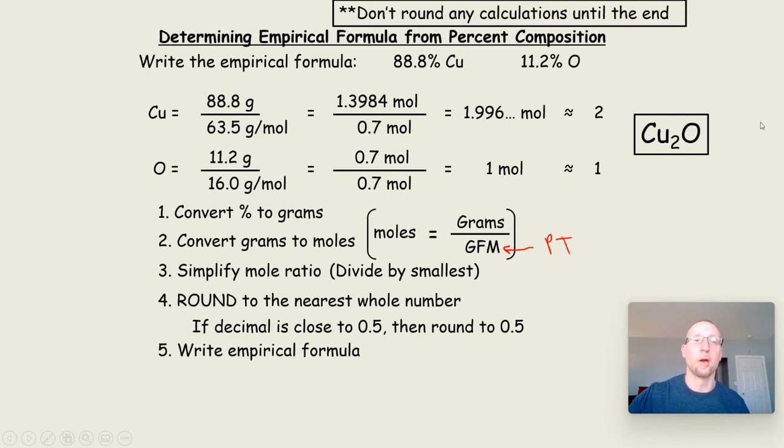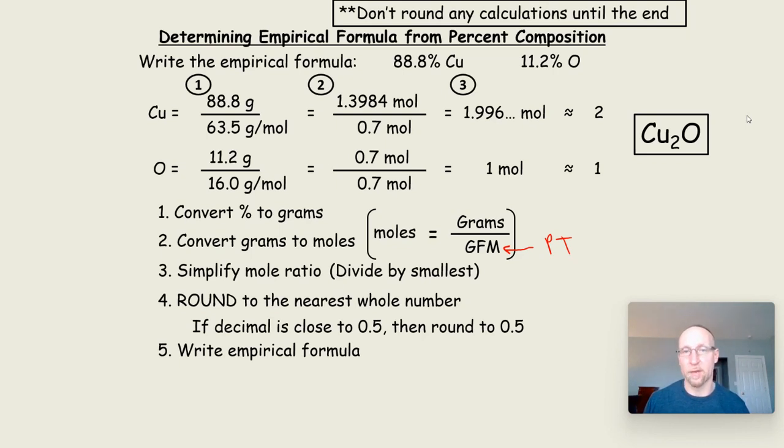Let's go through our steps again, just to sum this up and make sure we've got this down. Step 1, convert percents to grams. Step 2, we convert our grams to moles. How do we do that? By dividing by the masses of our elements off the periodic table, our molar masses, how much 1 mole weighs. We have that information on the periodic table. And then we're going to simplify our ratios by dividing by the smallest value.